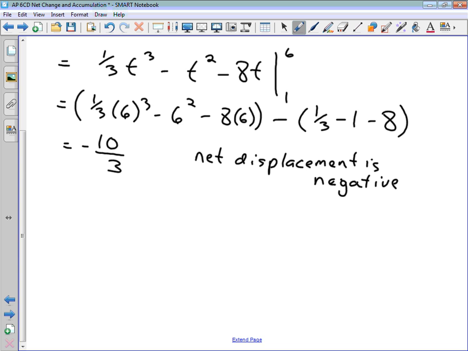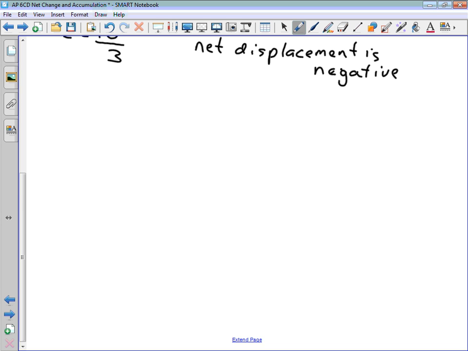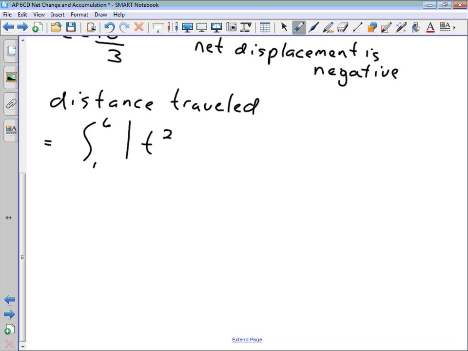So let's go ahead here and figure out our distance traveled. The way that we make sure that all of these distances are considered in the positive direction is we do the same integral from 1 to 6, but we're going to take the absolute value of our velocity function, like we talked about on the previous page.